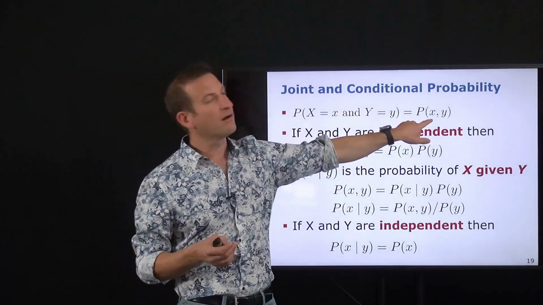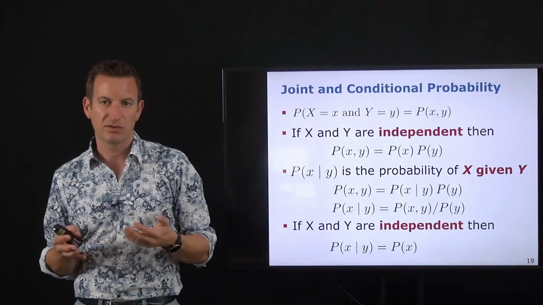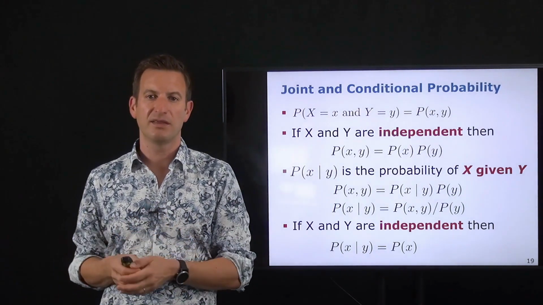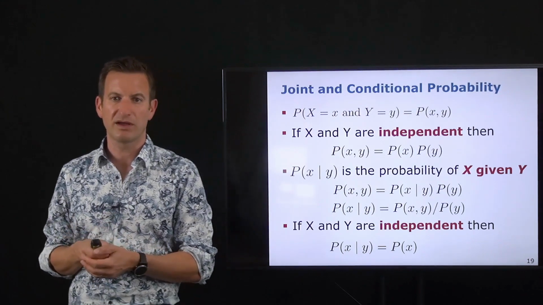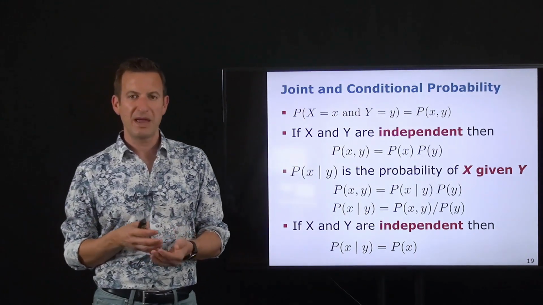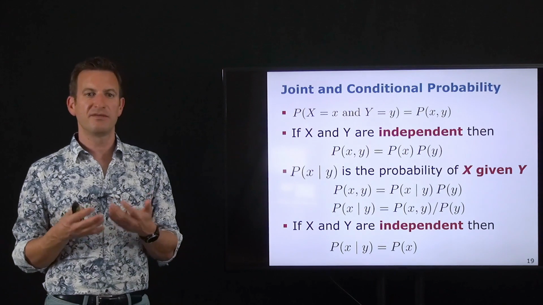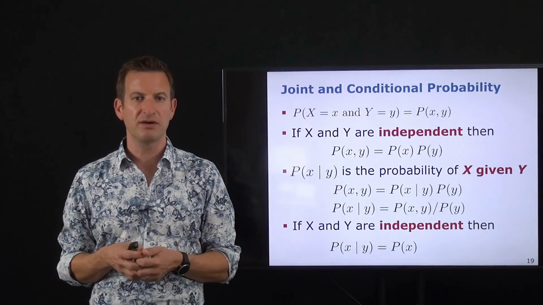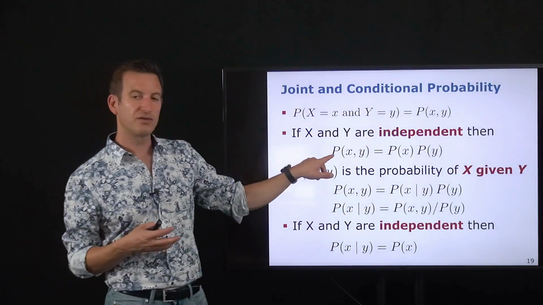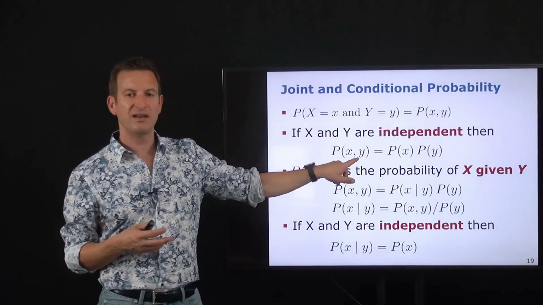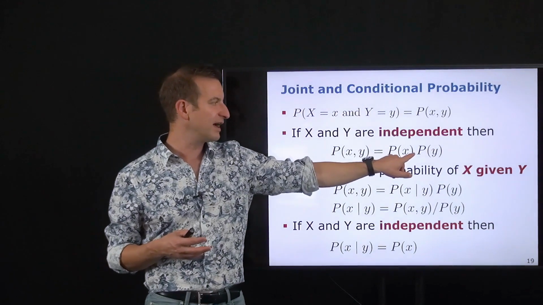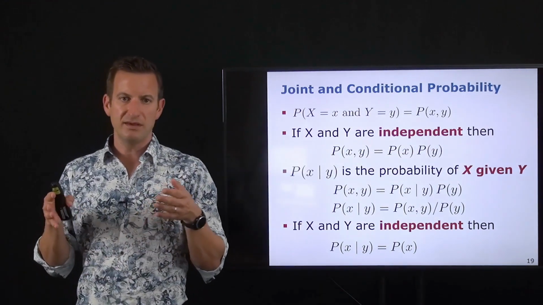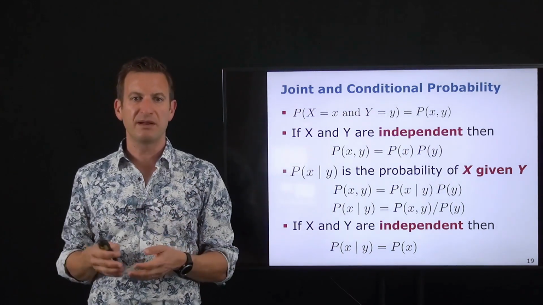We write the joint as P of x comma y. So this is probably the random variable x taking lowercase x, and the random variable y taking the value lowercase y. If we have this joint, then we say the random variables x and y are independent of each other if the following equation holds: P of x and y equals P of x times P of y. If this is the case, the variables x and y are independent of each other.